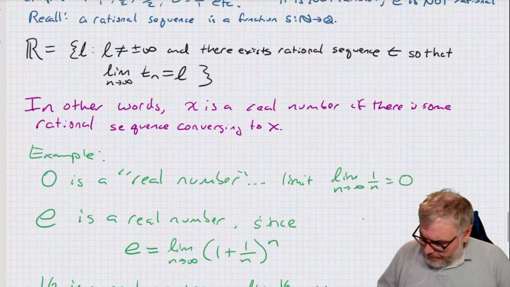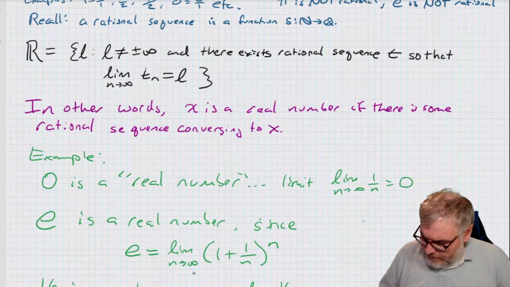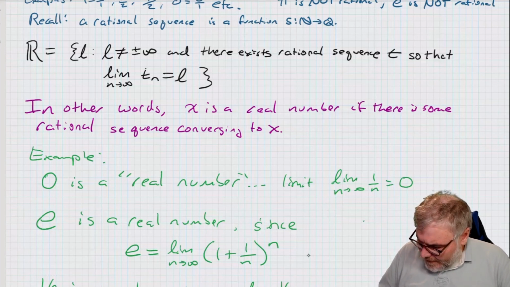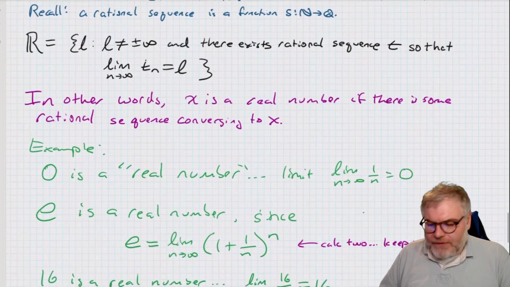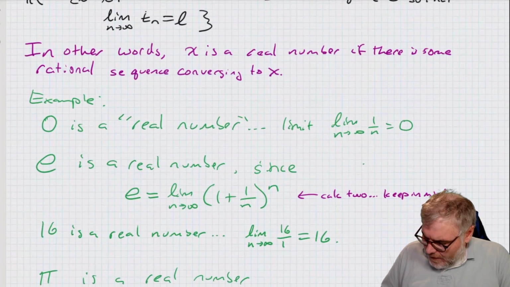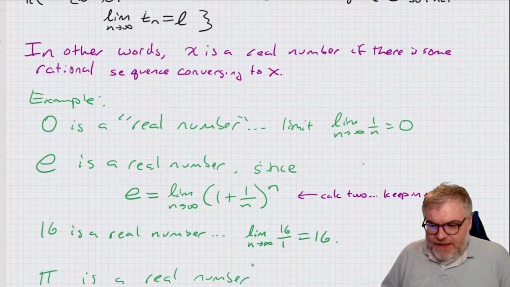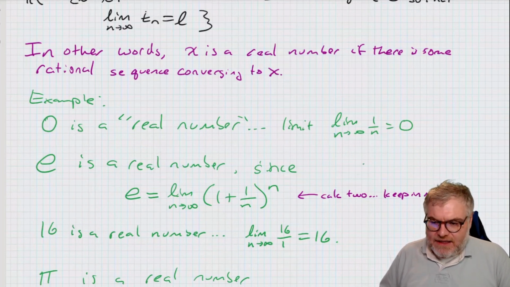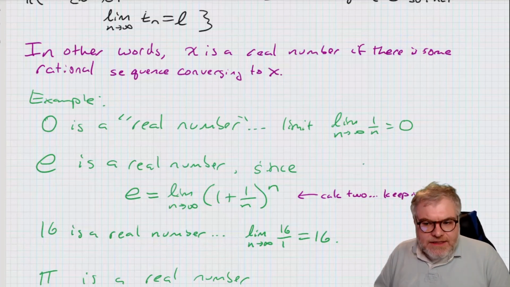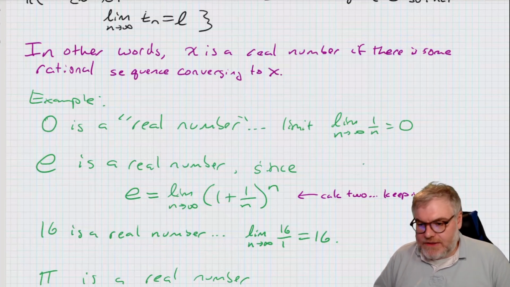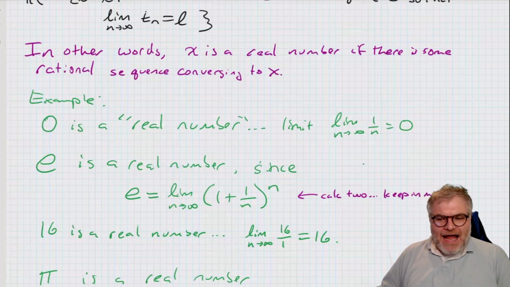e is a real number. Okay? Its formula is the limit as n goes to infinity of (1 plus 1 over n) to the nth power. By the way, this right here, you're going to want for Calc 2. That's a nice little sequence. So you can do a lot of stuff with those types of formulas. 16 is a real number because the limit as n goes to infinity of 16 over 1, which is the constant sequence 16, 16, 16, 16, 16, 16, 16, 16, 16, equals 16, right? Because 16 over 1 is a rational number. So the limit of that sequence is just 16. Pi is a real number.